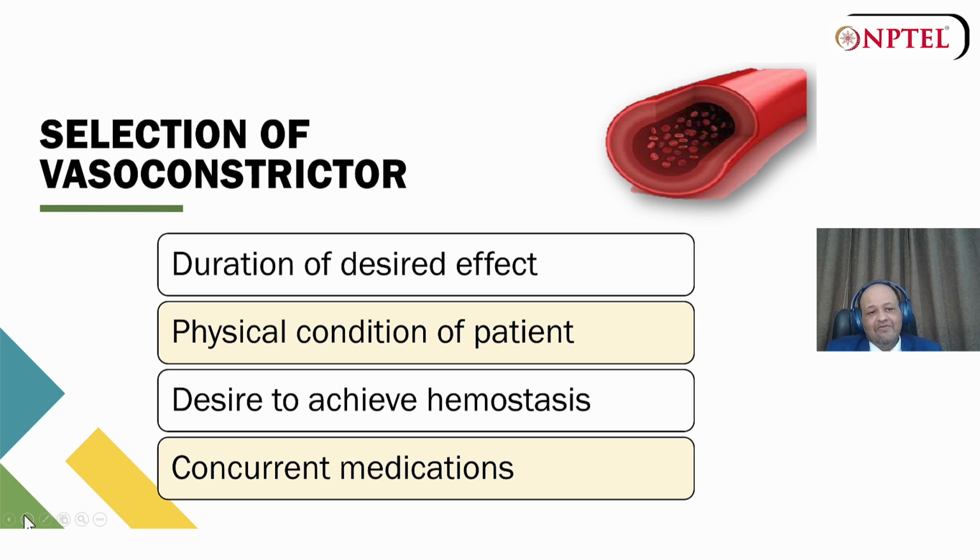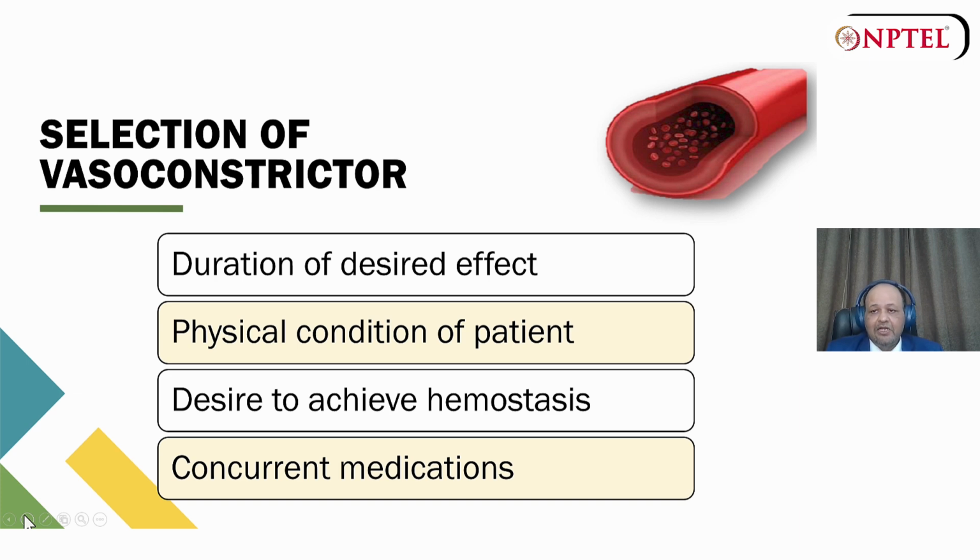How do we select the vasoconstrictor? The duration of the desired effect, physical condition of the patient, desire to achieve hemostasis, and concurrent medication. We don't use noradrenaline as a vasoconstrictor. So essentially, in India, we use local anesthesia that would contain epinephrine. Now, the duration of the desired effect.